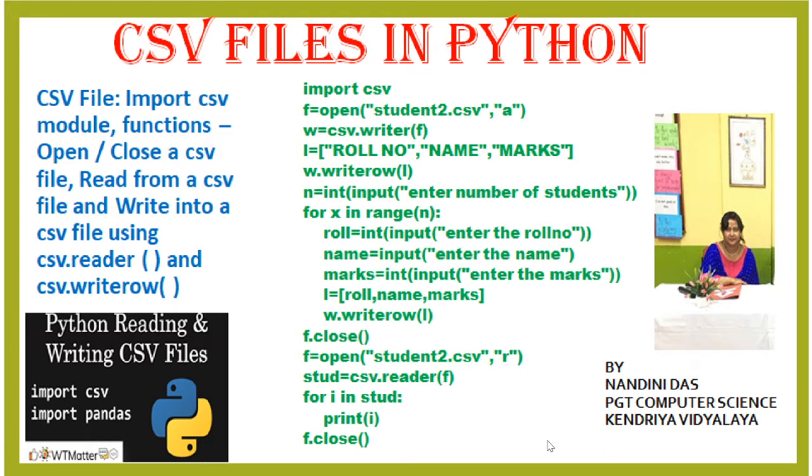So CSV files, comma separated value files. You have already studied how to import it using import csv, and then the open and close functions. It is the same as text files and dat files, and the reader function and writerow, this we have already studied. So we will use here writer, and then writerow will write line by line, and reader will read from the student file, whatever CSV file, and it will display one by one on the screen. So we will just go through the portion.